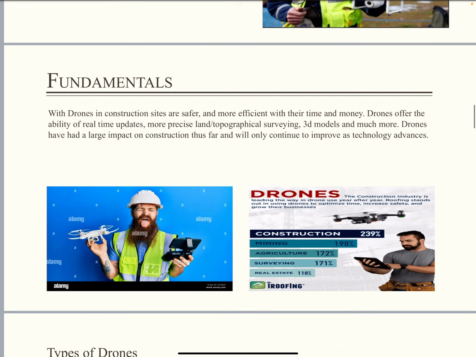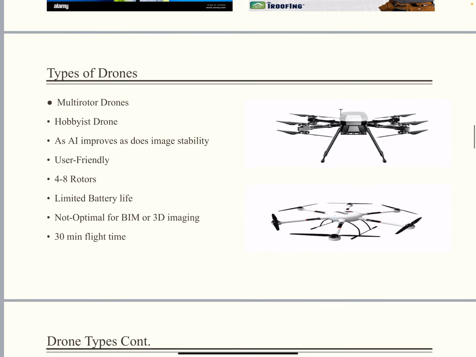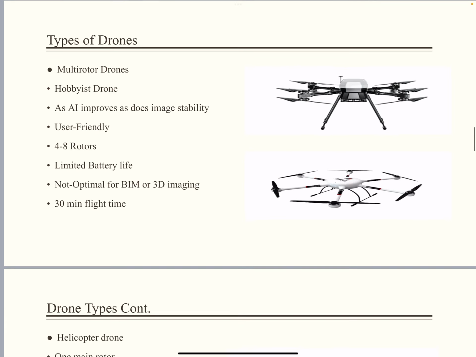Fundamentals of drones. Drones on the construction site are safer and more efficient with their time and money. Drones offer the ability of real-time updates, more precise land and topographical surveying, 3D models, and much more. Drones have a large impact on construction thus far and will only continue to improve as technology advances. There are a few different types of drones. We're going to go over them now.